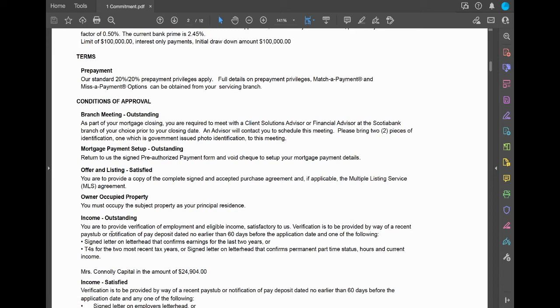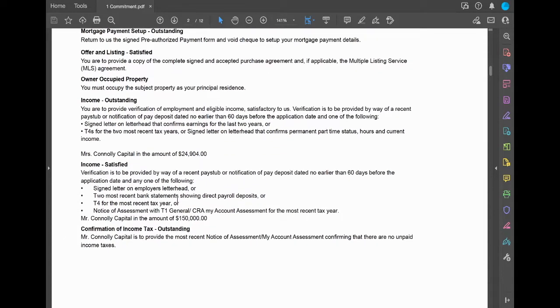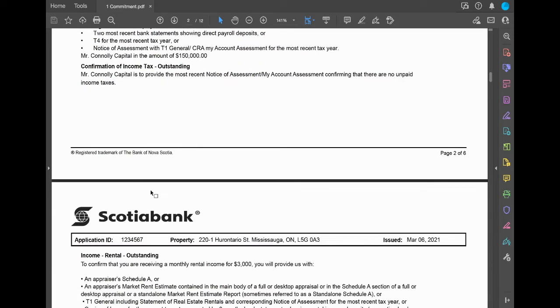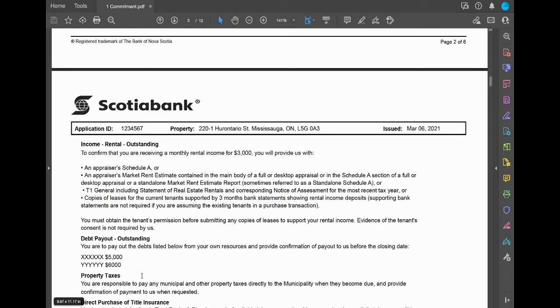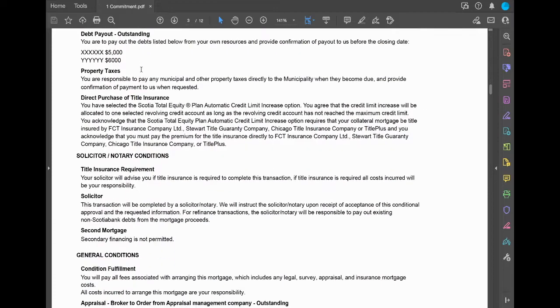Conditions of approval. These are the conditions that need to be fulfilled no later than 10 business days before the funding date of the mortgage. In this case, the deal was a purchase transaction, so we needed information on the purchase agreement and the MLS listing. It will have income conditions as well as rental conditions in this case, because the client owned a rental property. As soon as the condition is fulfilled with us, it will not be removed from the commitment, so you may still see outstanding even though you have already provided us the document.